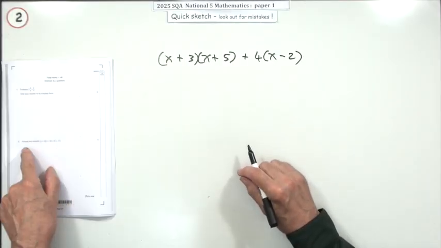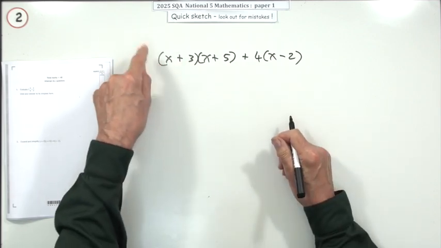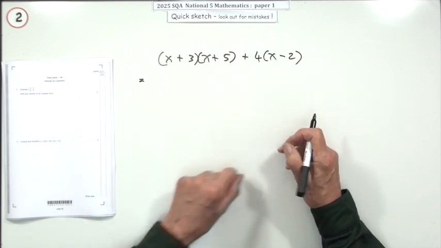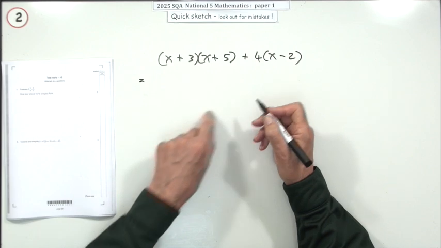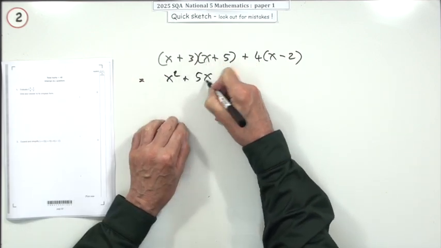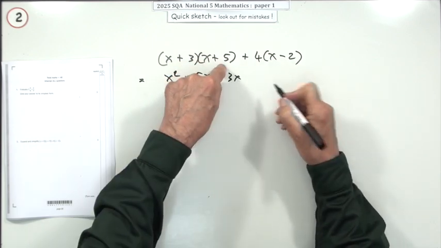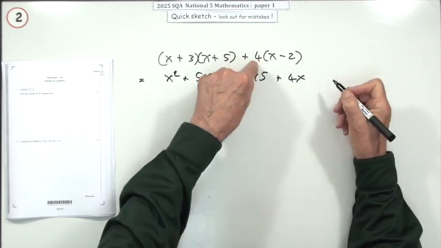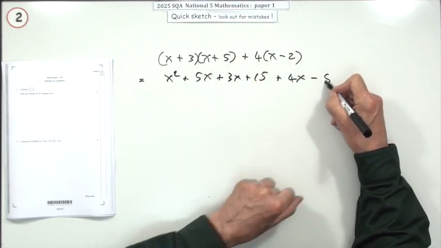Then number 2, expand and simplify this. Well, multiplying the brackets, you could spell it out, x times the bracket and 3 times the bracket, and then multiply it. Or you can just realise x is going to multiply them both, and 3 is going to multiply them both. So you've got x squared and 5x, numbers first, 3x, and 3 times the 5 is 15, 4 times the x, 4x, minus, positive to negative, minus 8.